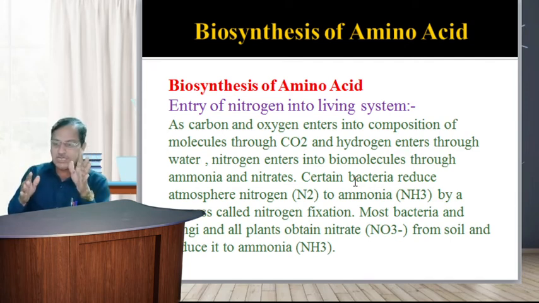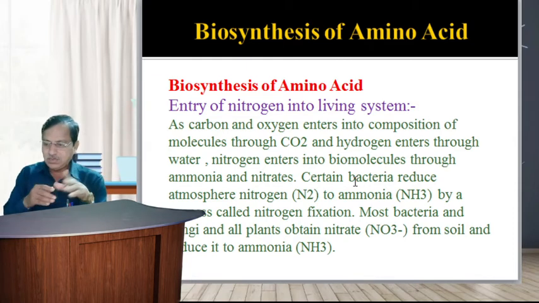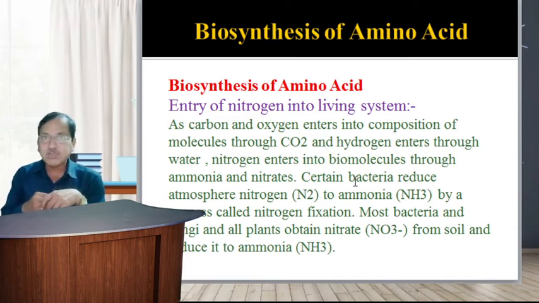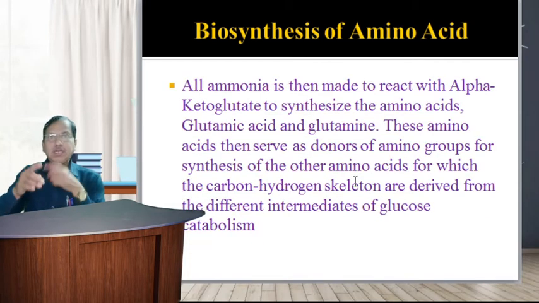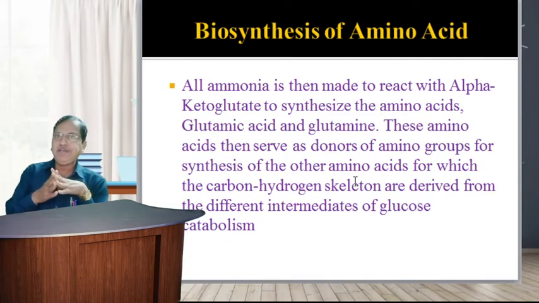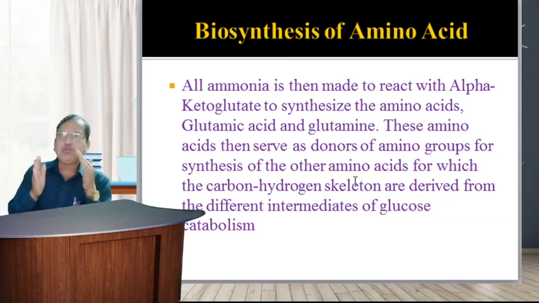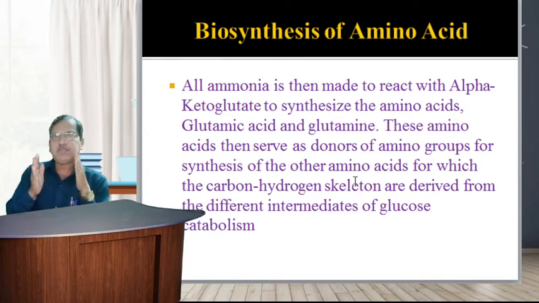This specific process takes place in the biosynthesis of amino acids. The ammonia is then made to react with alpha ketoglutarate to synthesize the amino acids glutamic acid and glutamine. These amino acids then serve as donors of amino groups for the synthesis of other amino acids, for which the carbon hydrogen skeletons are derived from different intermediates of glucose catabolism.